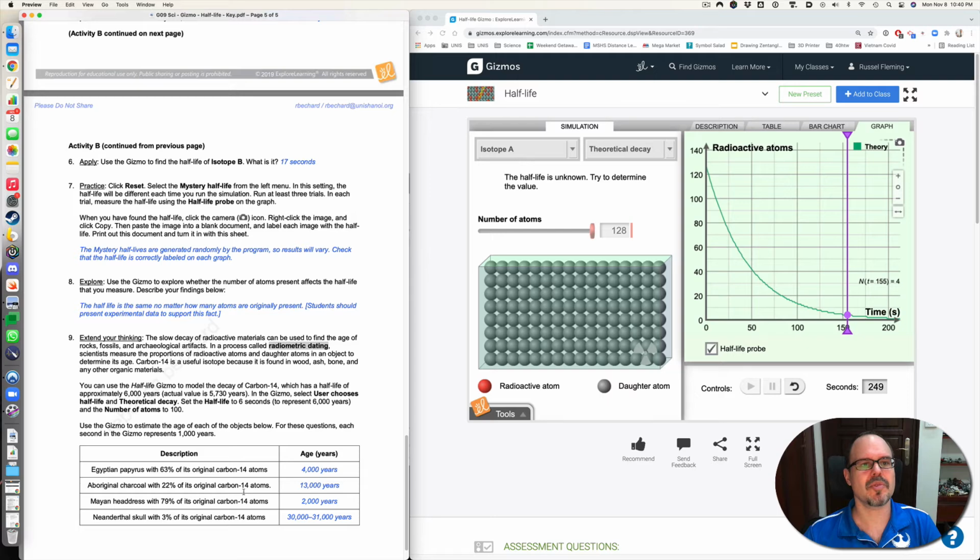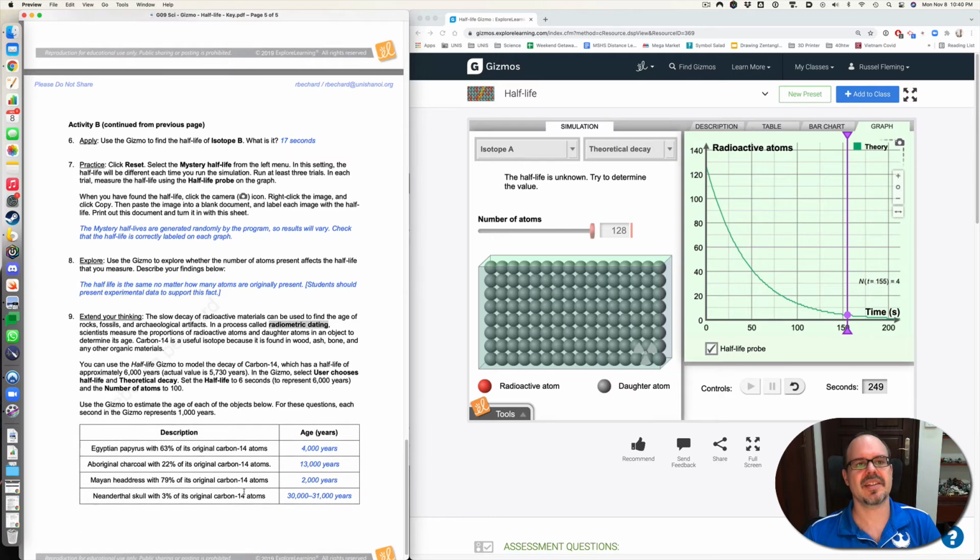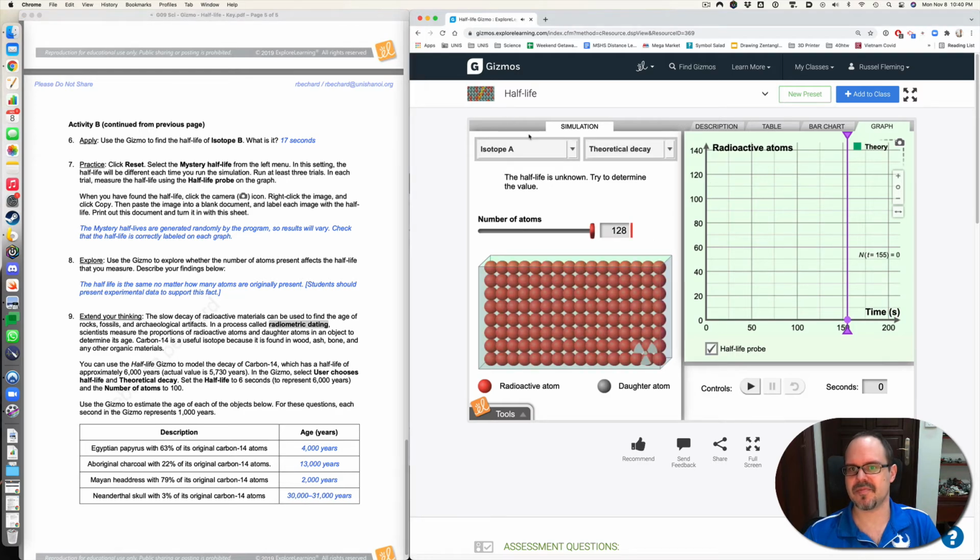Activity B number 6. Use the Gizmo to find the activity of isotope B. What is it? Tell us 17 seconds. Let's see if we can get that. So we'll go to isotope B. Now reset. Isotope B. Press start. And we just need to find the half-life. If there's 128 to start, we need to go down to 64, right there, and we get 17 seconds.